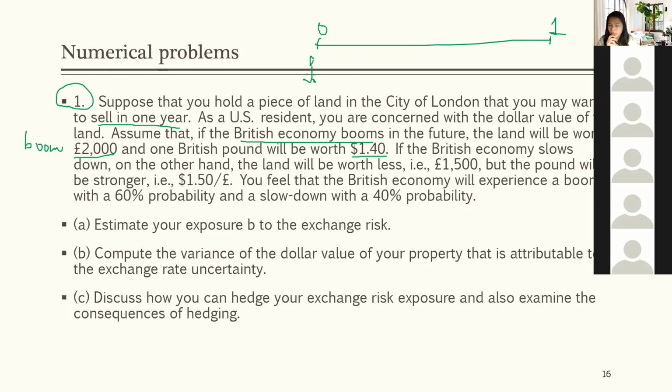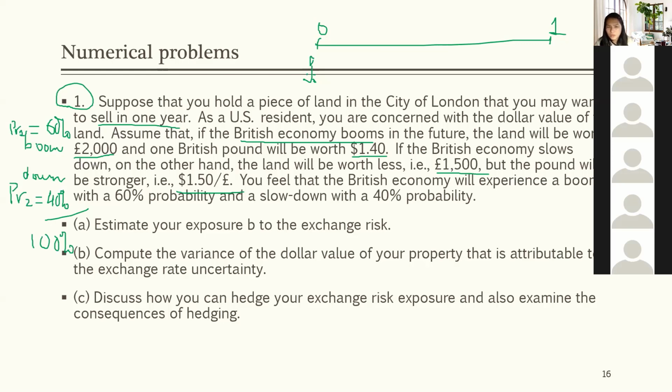In the second scenario, when the economy is not doing so well, so this is when you have a downturn, you forecast that the land will be worth only £1,500, and at the same time, the pound value is going to be 1.5. So you guess that there will be a 60% chance of a boom time and a 40% chance of the downturn. So PR1, for scenario 1, is going to be 60%, and PR2 for the downturn is going to be 40%. We only forecast 2 possible scenarios in the future, and as a result, the 2 probabilities should add up to 100.